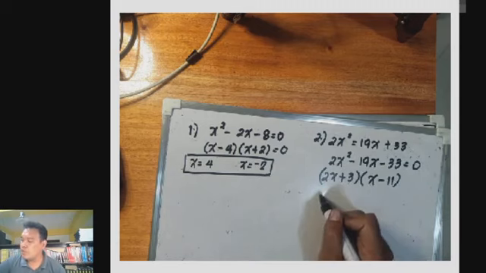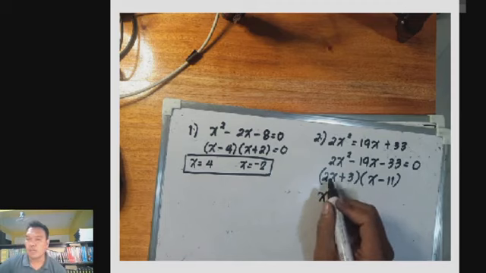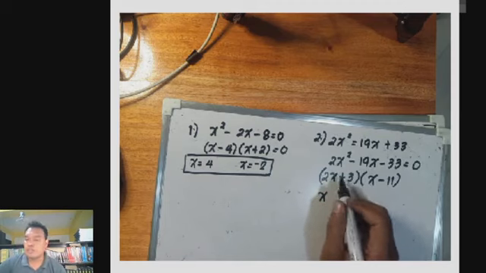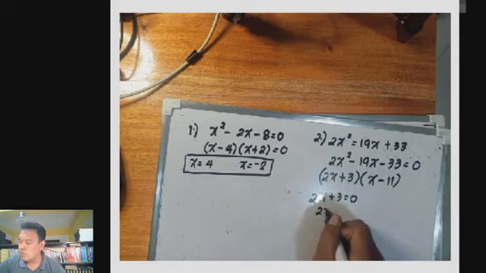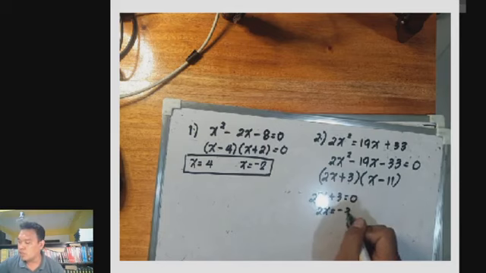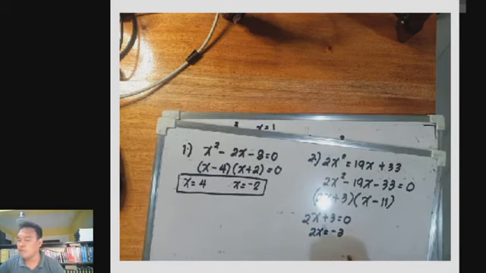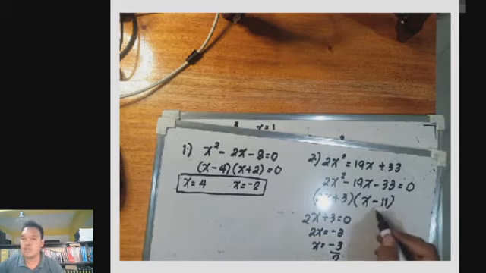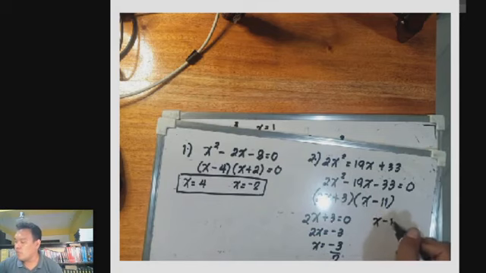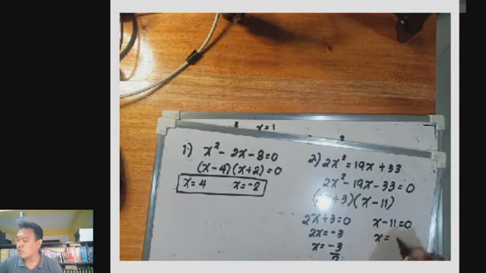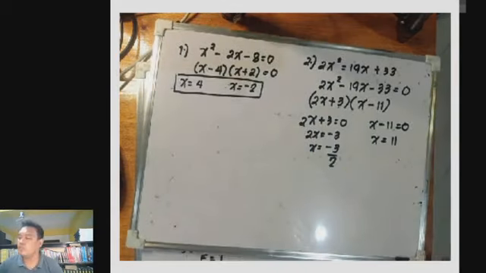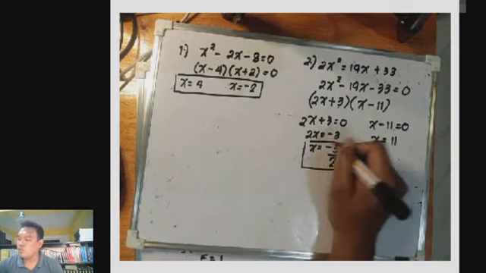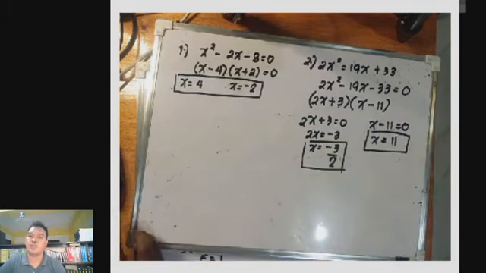So therefore, we could say that x, ilalabas ko yung value nito. So, pwede natin sabihin yan, 2x plus 3 is equivalent to 0. So, we have 2x is equivalent to, lipat yung 3 sa kabila, negative 3. Therefore, lalabas yan ay x is equivalent to negative 3 over 2. Then, for this value, we could say that x minus 11 is equal to 0. So, x is equivalent to 11 pag nilipat dun sa kabila. So, yan po yung magiging roots ng quadratic equation natin.